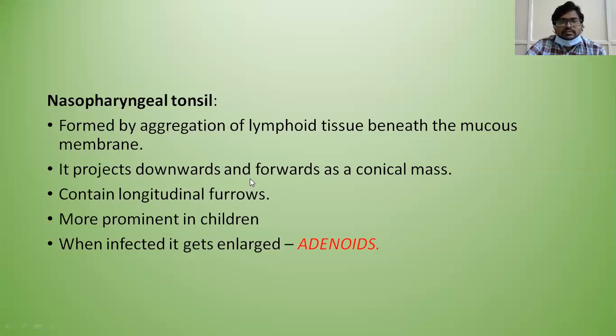But when the nasopharyngeal tonsil gets infected, it gets enlarged or hypertrophied. Then it is known as adenoids. So the normal structure is the nasopharyngeal tonsil. If it gets infected, then it is known as adenoids.